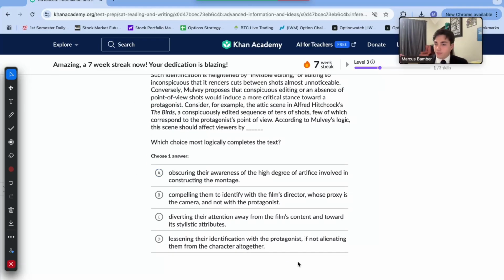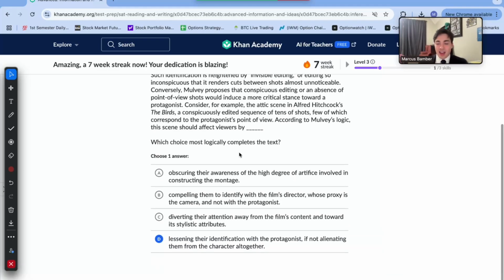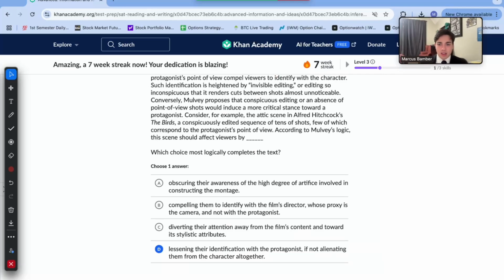All right. We can see that answer choice D here most closely represents that, as the identification with the protagonist lessens, meaning that they'll likely be more critical towards the protagonist if you do not identify with them, if not alienating, which is a negative connotation word, from the character altogether. This most logically completes the text, fully supporting Mulvey's proposal in that conversely sentence.